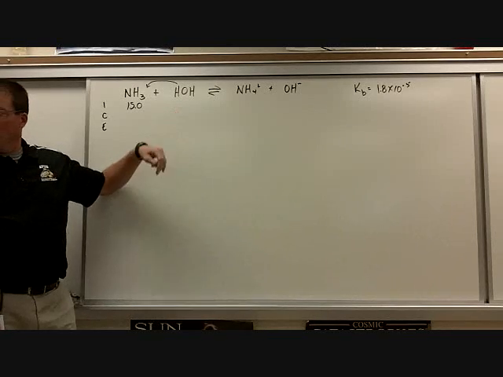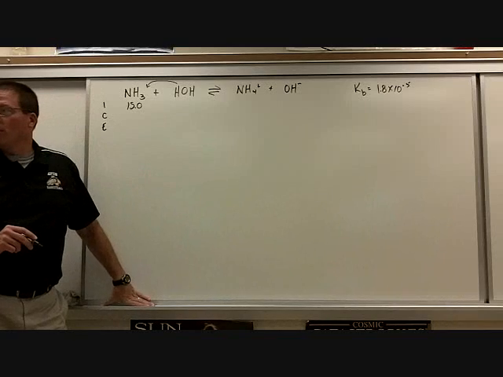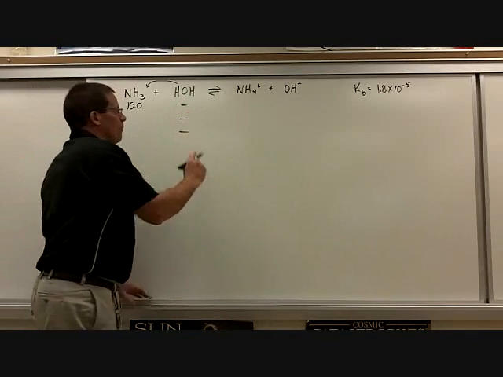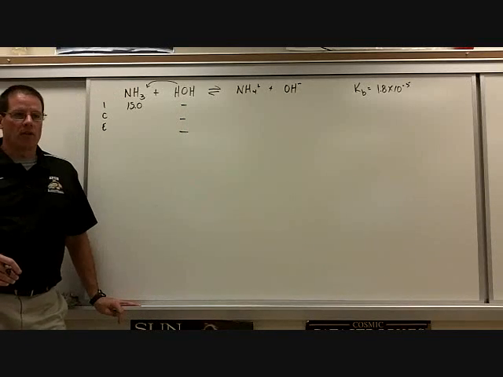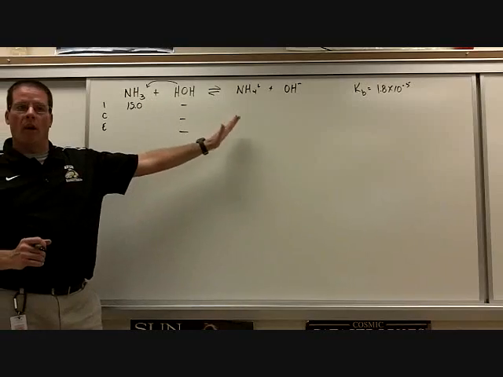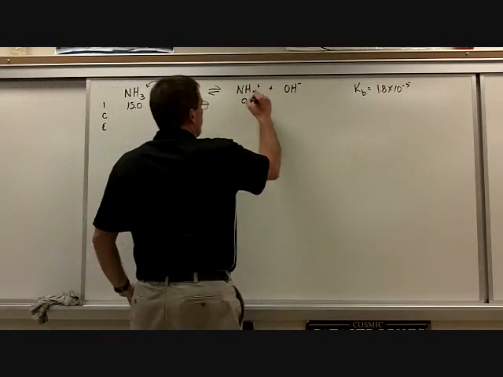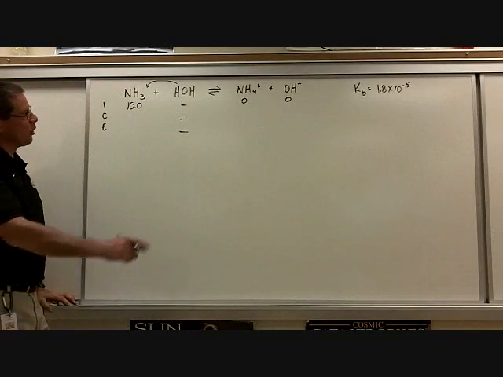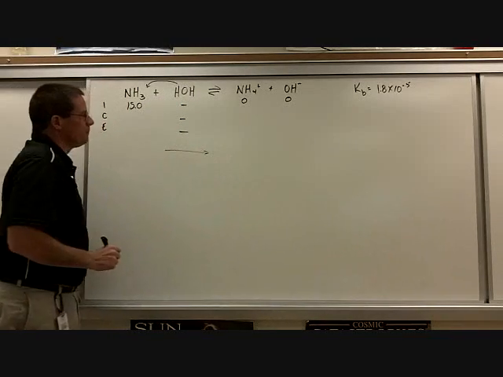So, zero? No. Oh, wait, we don't want to do that. Dash. Water will always be a liquid whenever we do acids and bases. And we never want to have zeros on both sides of the arrow. I wouldn't know how to solve it if there were two zeros on there. Alright, so we know that we're going to shift to the right.